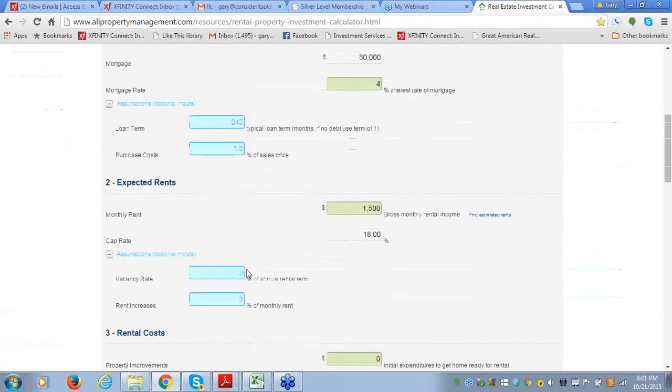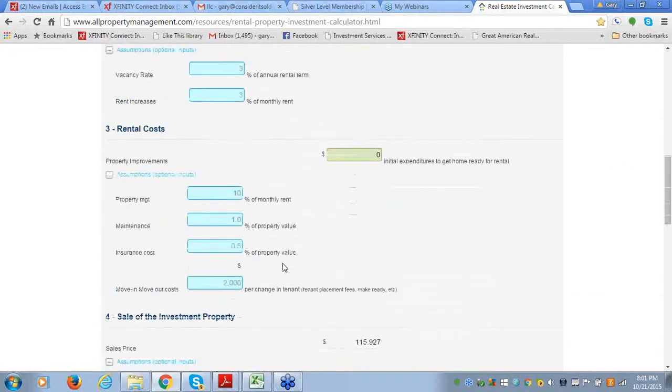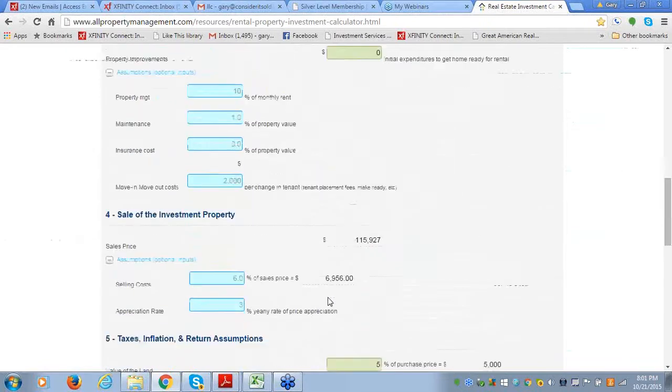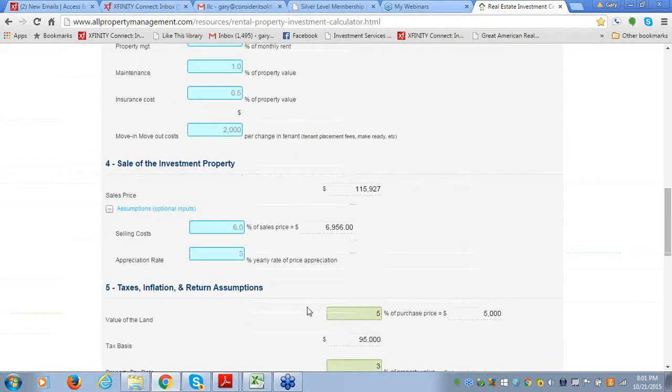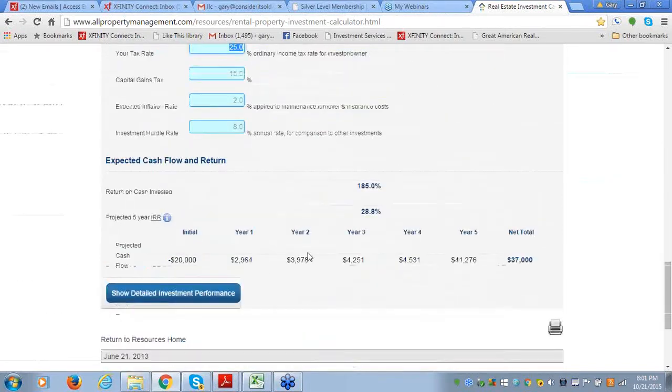I just get basically a general category of what it takes for maintenance, for example, and property management. That's kind of vague and kind of general. Okay, selling costs, we did that. Value of the land, we did that. And let's go down here and look at our returns.